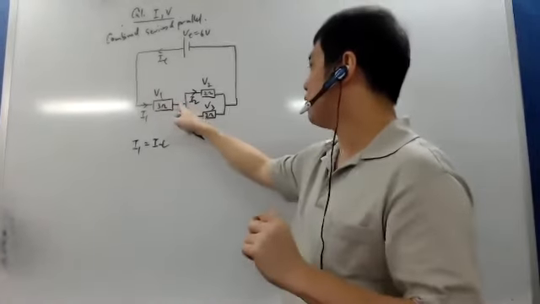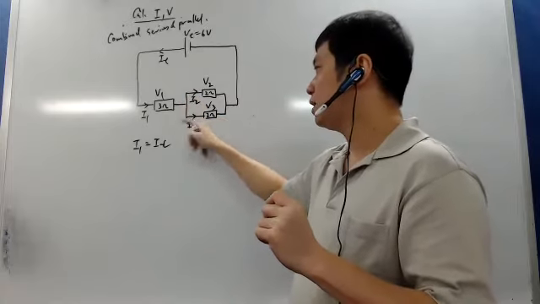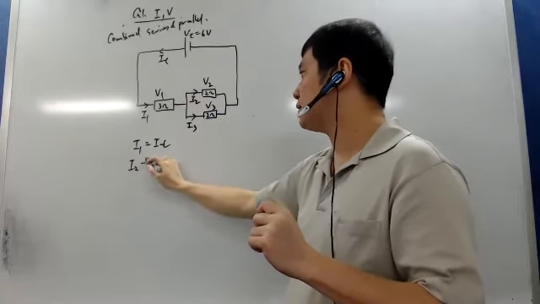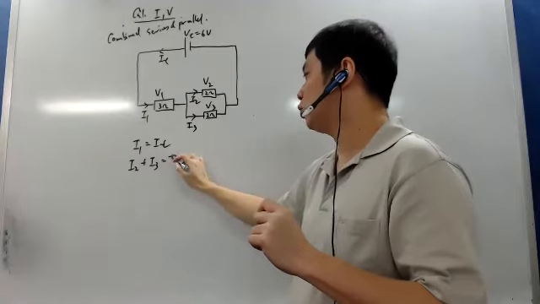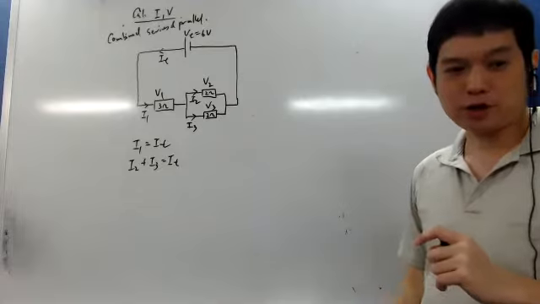After that, they reach here, got intersection. Some walk here, some walk here, right? So therefore, I2 plus I3 equal to I total. Okay, so this is the relationship about current you can establish.